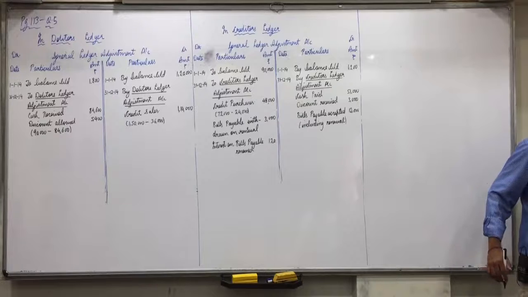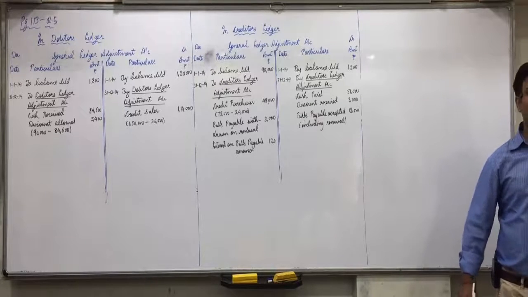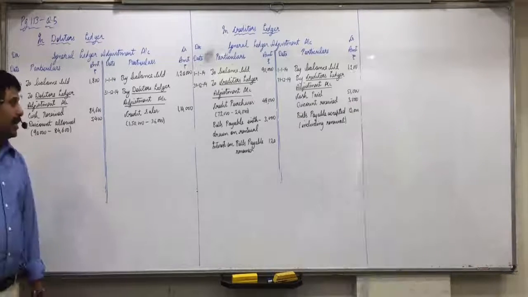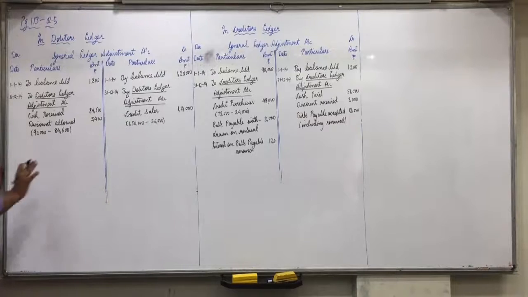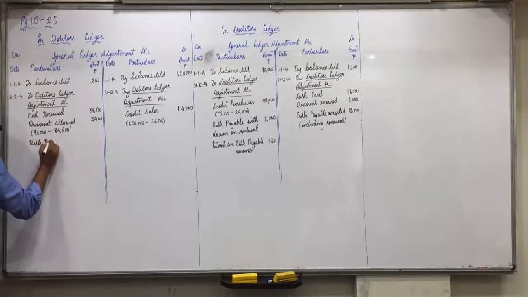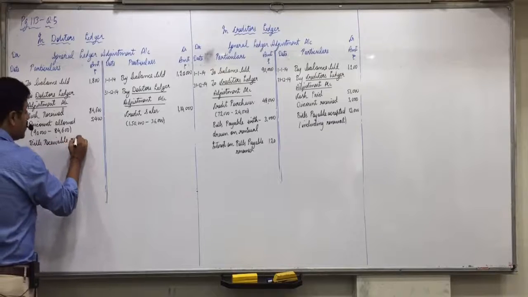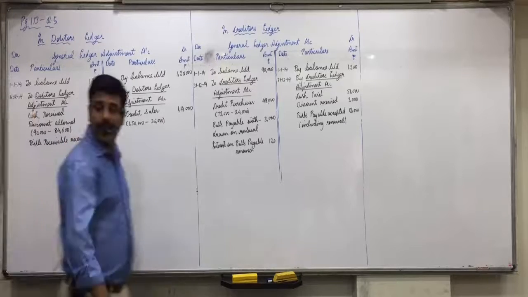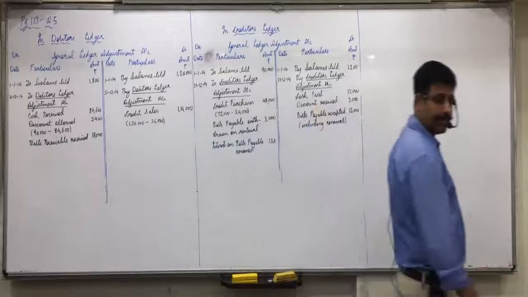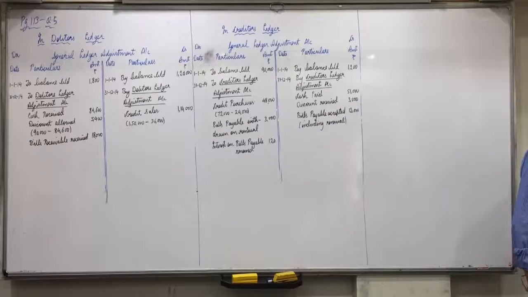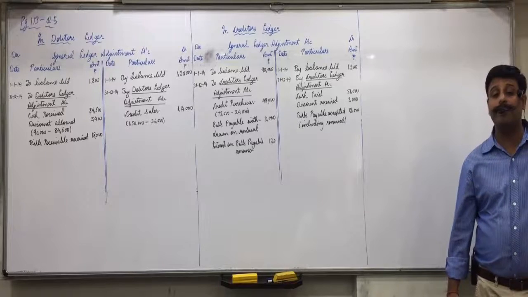Now bills receivable received, 18,000. Bills receivable to debtors. Bills receivable debit means in the general ledger on the debit side. Bills receivable received. What is the amount? 18,000. Understood, everyone?